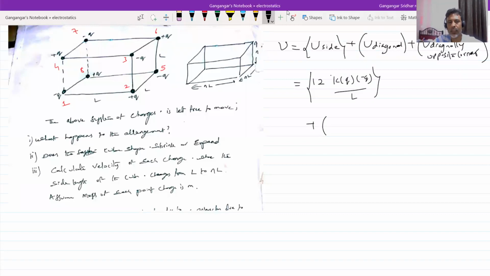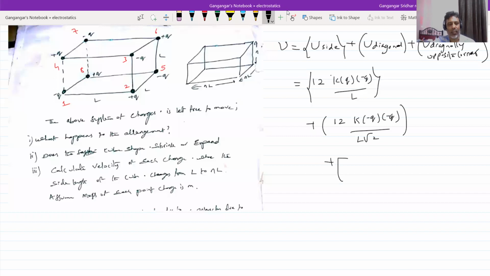And then we'll go for the diagonal. How many diagonals will it have here? I think it'll also be 12. For each face there'll be 2, and 6 faces are there. So 12 K for diagonal, it will be positive, minus Q, L root 2.